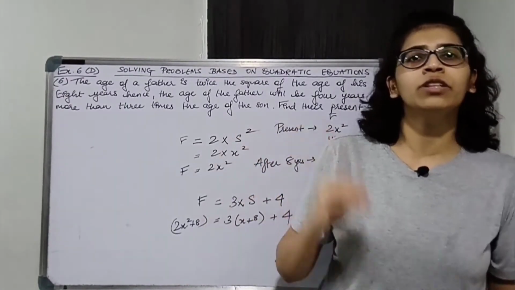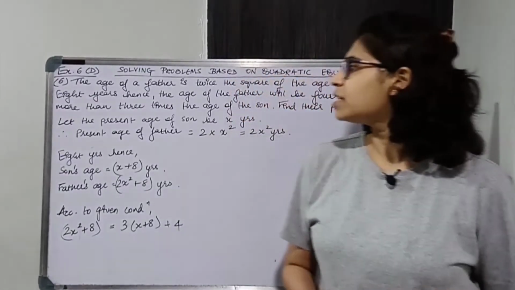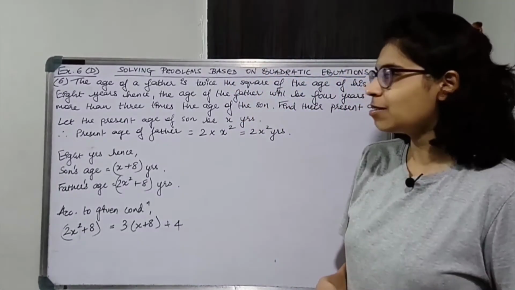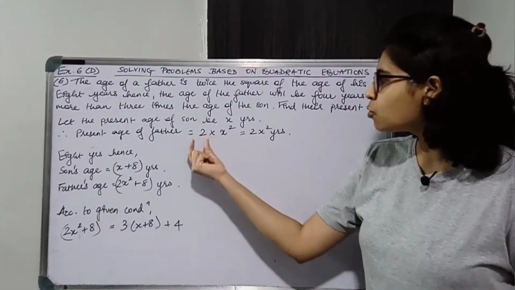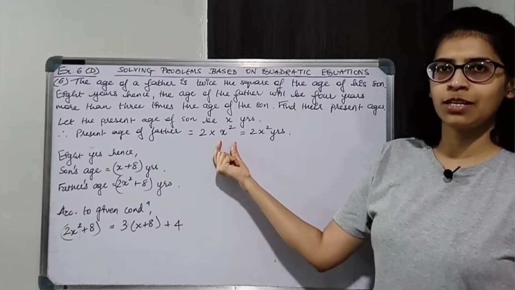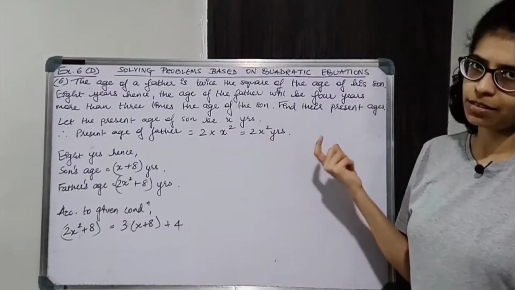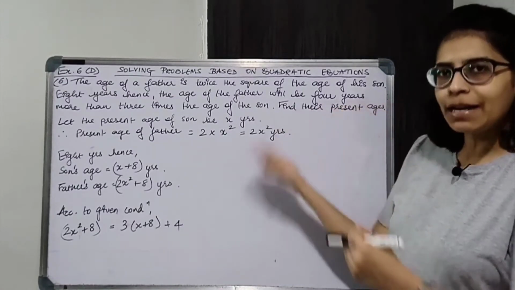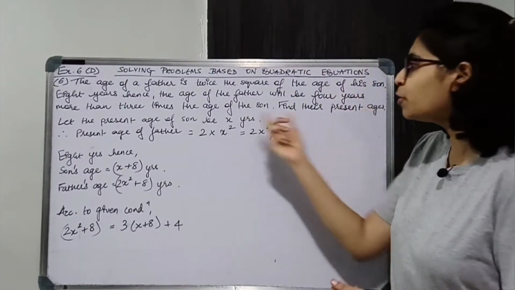So let us now write down the given in proper manner and start solving. So we have assumed the present age of son to be x years. So the present age of father will be twice the square of son's age. So twice x square, that is 2x square years. Okay, so one that is dependent, we'll consider later. One that is independent, assume it to be x.